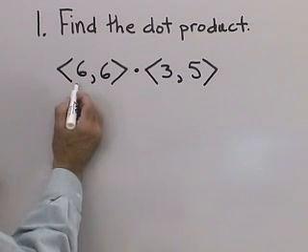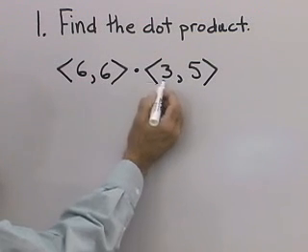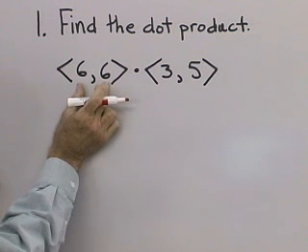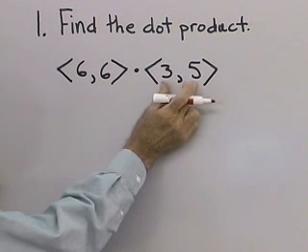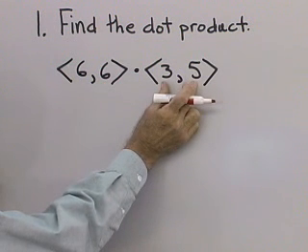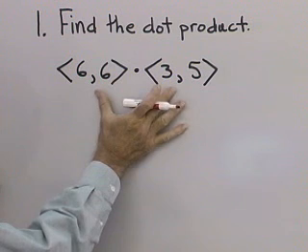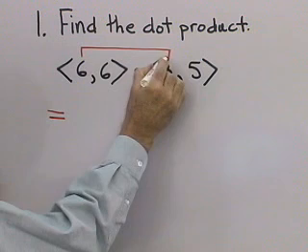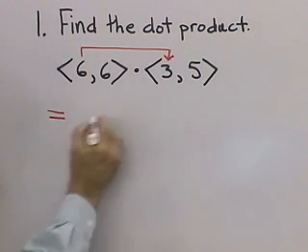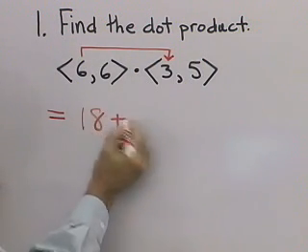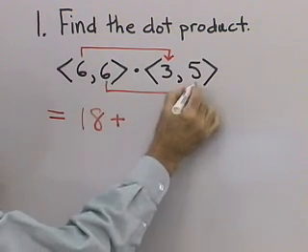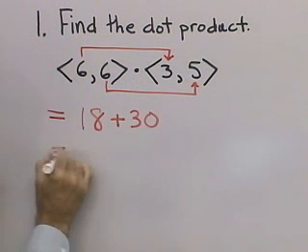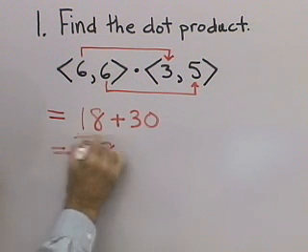We want to find the dot product of this vector 6, 6 with this vector 3, 5. Now you know if this is written in component form it would be 6i plus 6j, and this vector in component form would be 3i plus 5j. You also know from reading the book that to find the dot product of these two vectors we simply multiply their horizontal components. 6 times 3 is 18. Add that to what we get when we multiply their vertical components. 6 times 5 is 30. And so that gives us a dot product of 48.